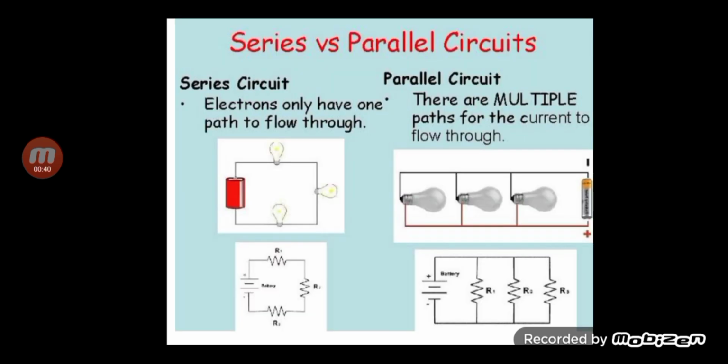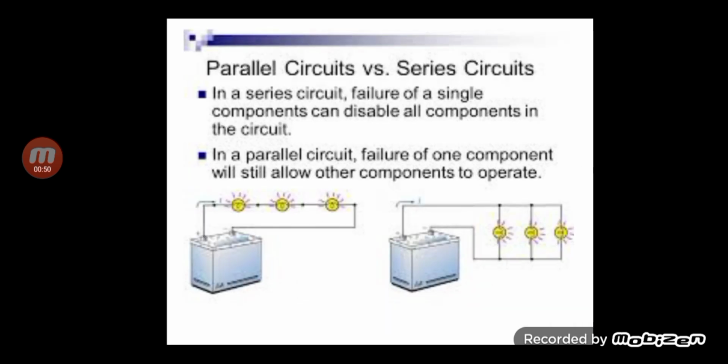In a series circuit, electrons only have one path to flow through. But in a parallel circuit, there are multiple paths for the current to flow through. As you can see in this picture, there is a single loop, there is a single path for the electrons to move, and the same electrons will move through each and every bulb. On the right hand side, you can see there are many paths because the bulbs are arranged parallel to each other.